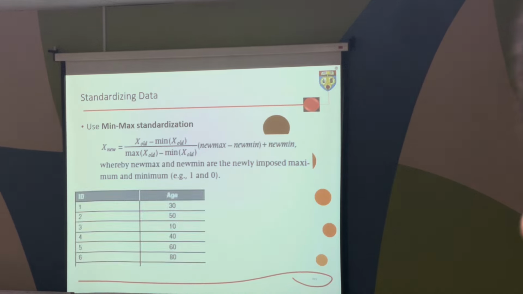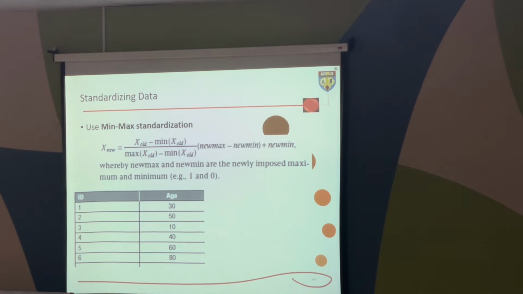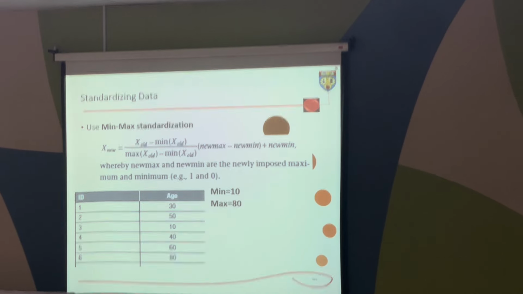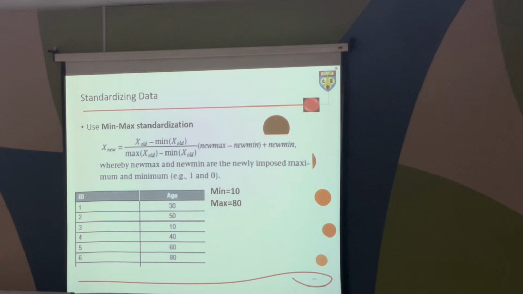So for min-max standardization, let's say this is your data set of age. We have around 6 records, and you want to rescale this data by using min-max normalization. The first thing is you need to identify the minimum and maximum values. Based on the 6 records, the minimum value is 10, and the maximum value is 80. After that, you can apply these minimum and maximum values to your formula here.